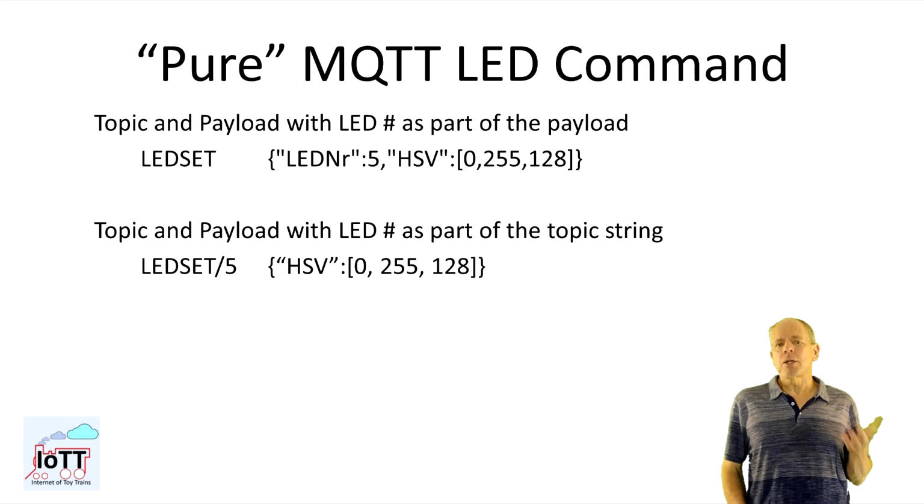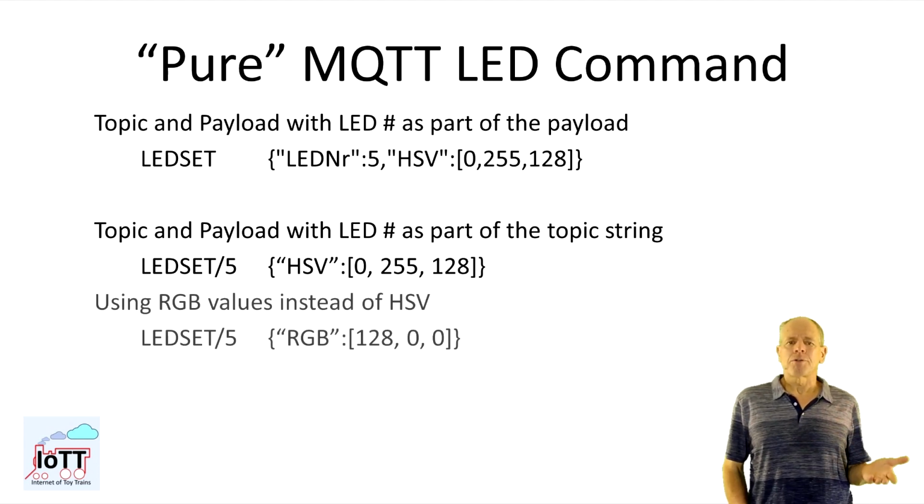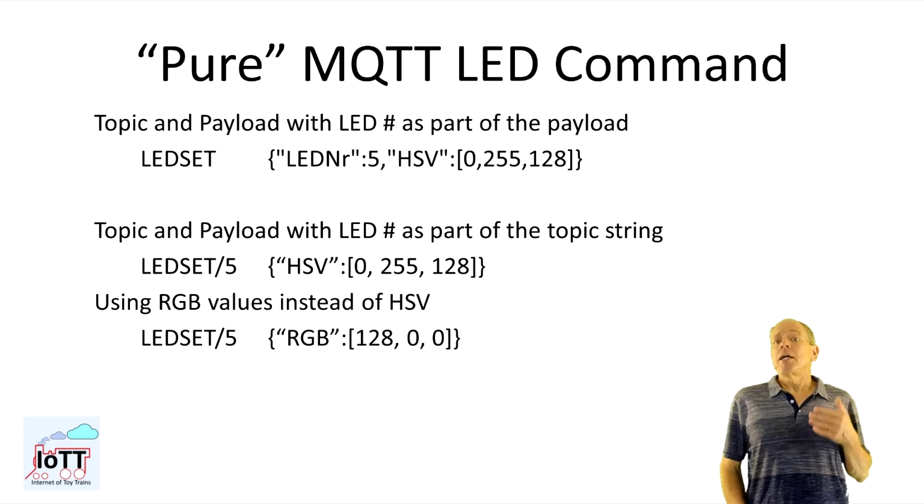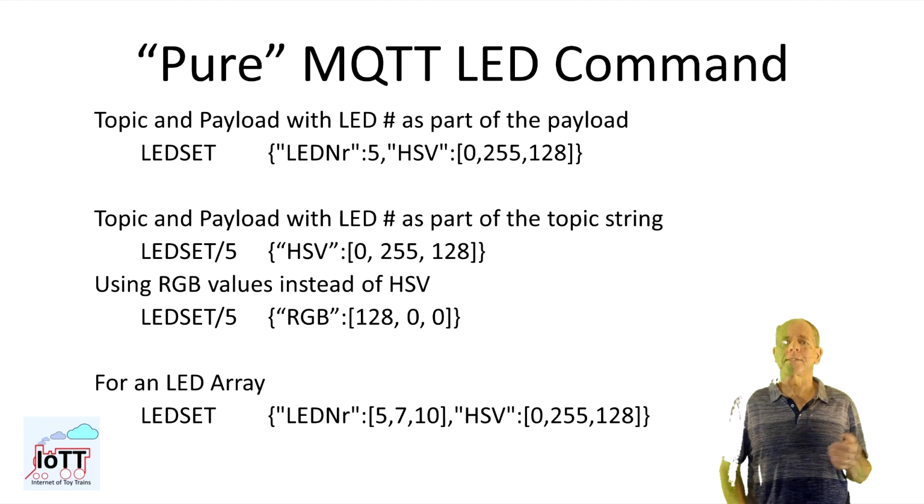The payload includes the LED number and the color, either in RGB or HSV format. If the LED number is already part of the topic string, it is not needed in the payload. If it is included anyway, it will be ignored. If the LED number is part of the payload, it can be specified as single number, or you can give an array of LEDs so you can set several LEDs with just one single command, like this.